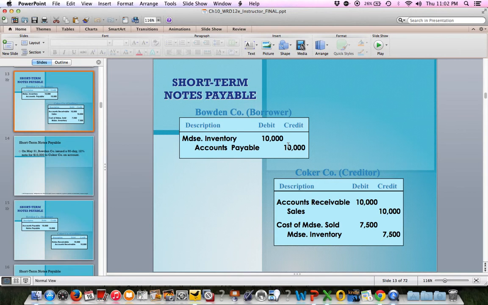So Bowden is the borrower. Okay, so we're debiting inventory and crediting payable. And for Coker, it was a sale, right? Whenever we have a sale, there's two entries. So in the bottom right down here, we're debiting receivable and we're crediting sales. Then we have the cost of goods sold piece of it, where we debit cost of goods sold and credit inventory for the cost, which was $7,500.